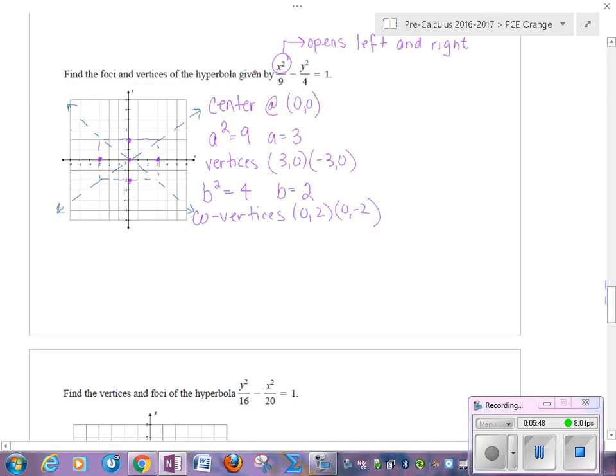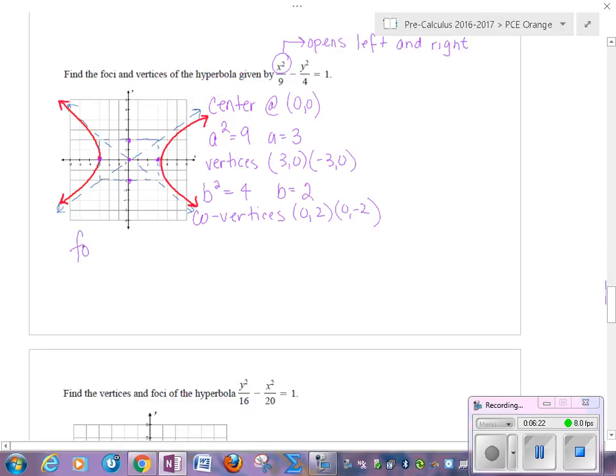We said it opened left and right. So you basically start at those vertices and then you follow the asymptotes. That basically gives you an idea of how wide your hyperbola is. So there, voila, we're done. That hyperbola is graphed. So again, locate your vertices, use your co-vertices, draw in your rectangle, draw in your asymptotes, and use your vertices to draw your hyperbola. Now the next part of this question wanted us to find the foci.